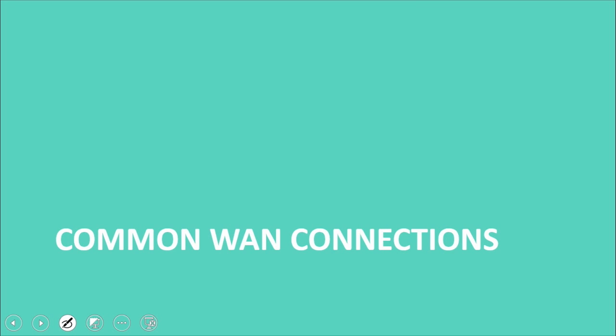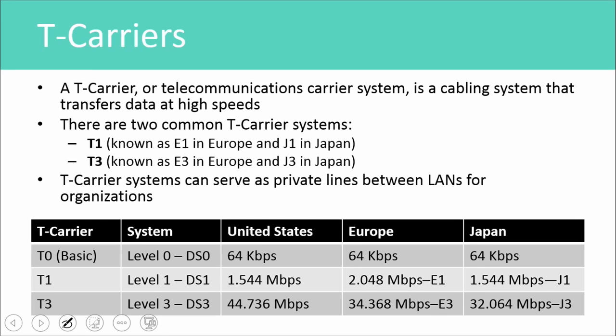All right, so let's talk about the different kinds of connection technologies that are available in WANs, right? So how do we access the internet from our home or from our office? What kinds of technologies are available to us to connect to all that data out there? So first up is T-carriers. A T-carrier is just a telecommunications carrier. It's a cabling system that transfers data at high speeds.